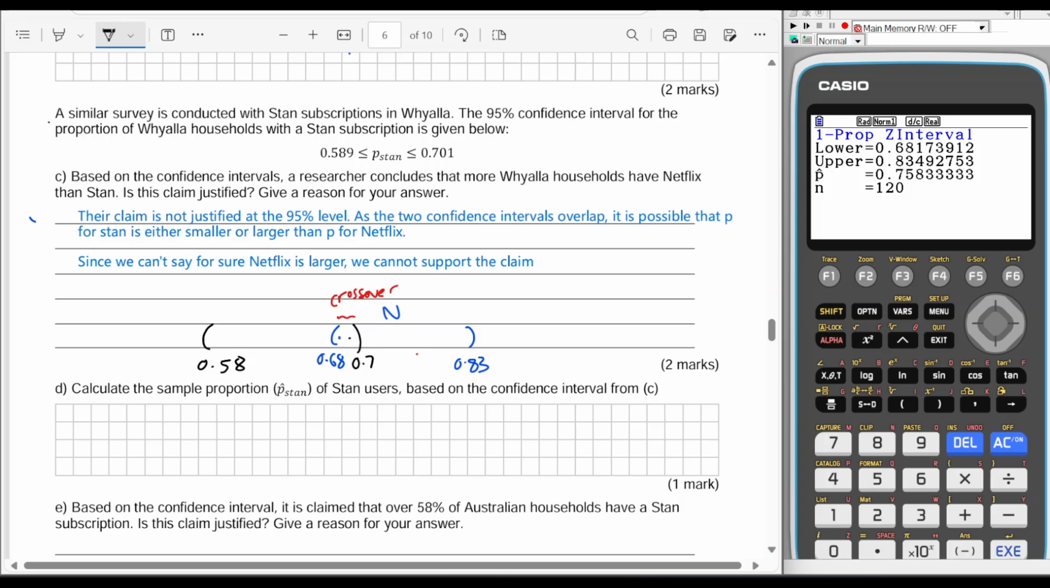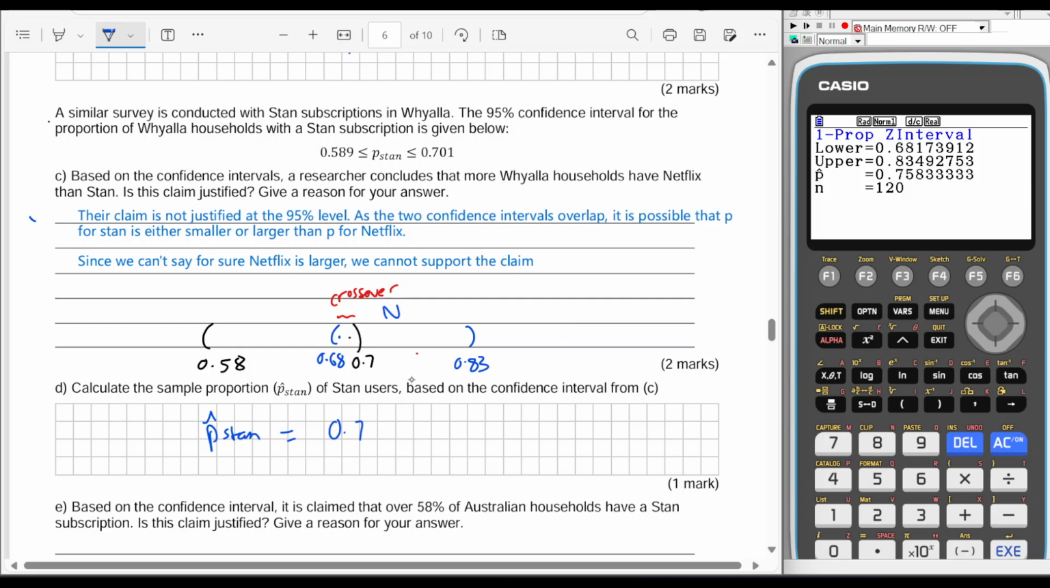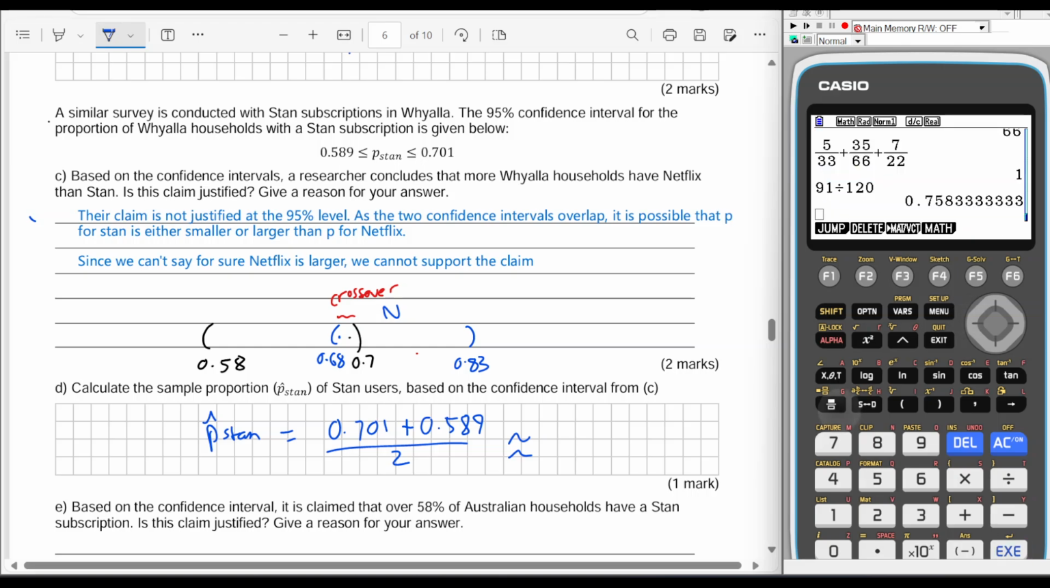Calculate the sample proportion, so P Stan. What you need to do is take the average of the upper and the lower bound of the confidence interval. So this would be 0.701 plus 0.589 all over 2, and this roughly equals 0.645. Gravy. All right, that's good.